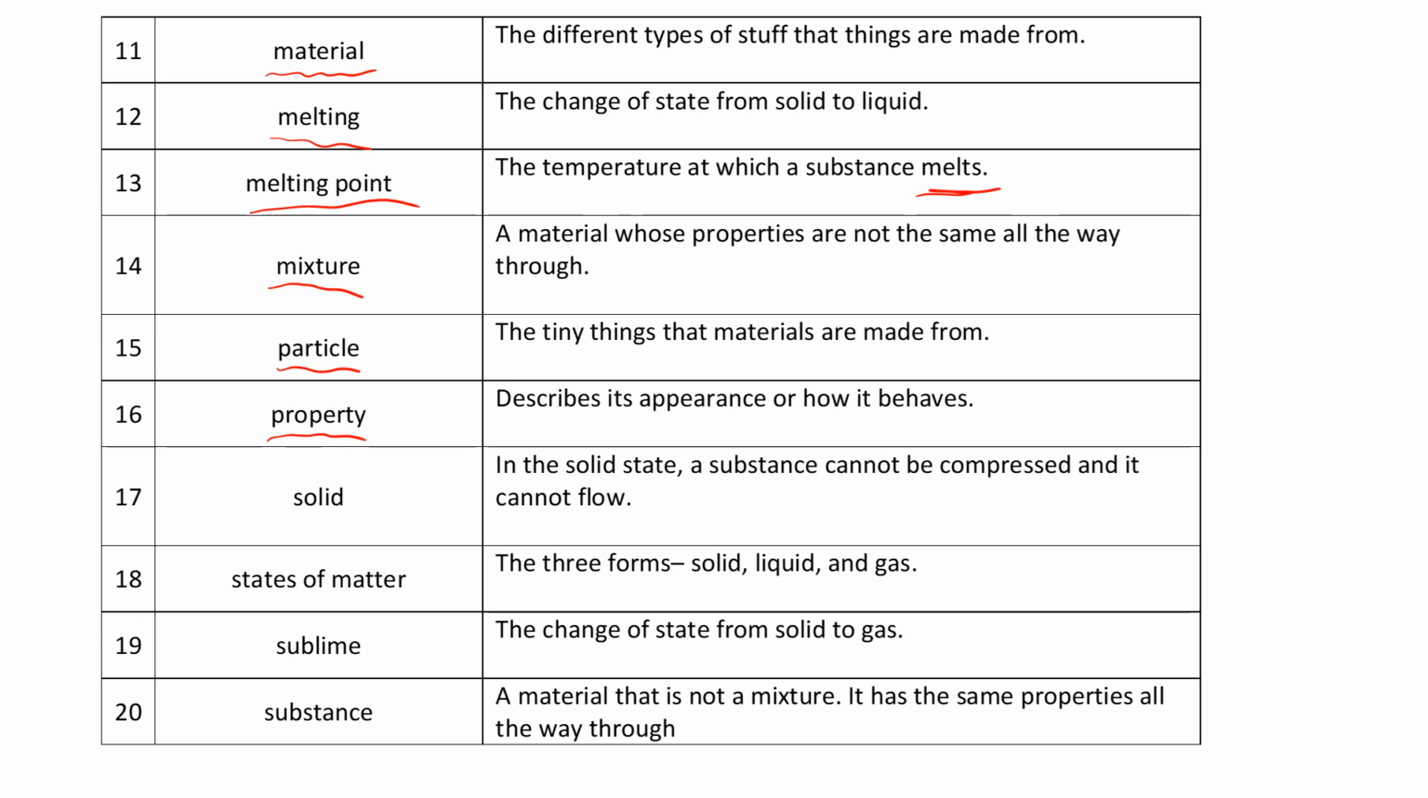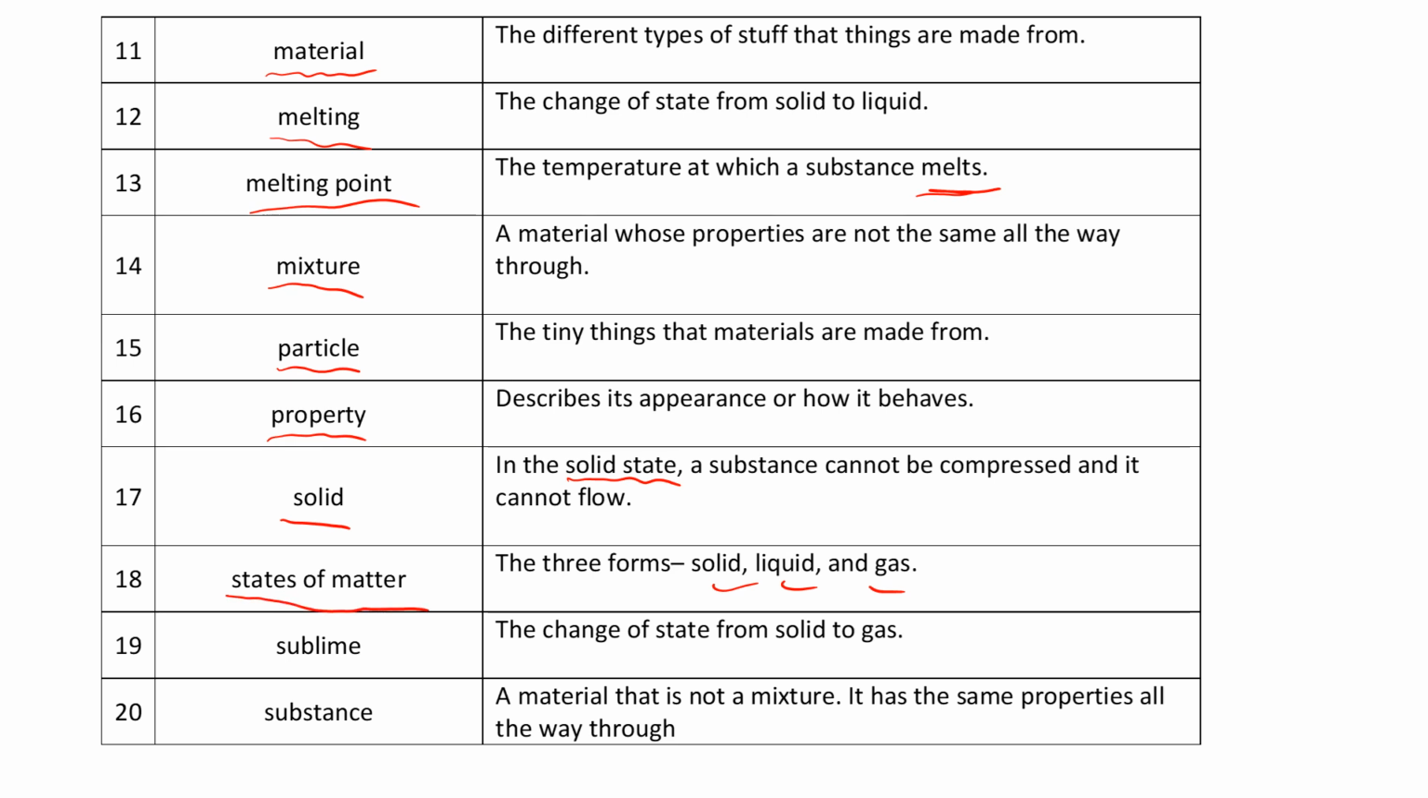In the solid state, a substance cannot be compressed and it cannot flow. So even though it's talking about solid state there, we want to know that it is a solid that cannot be compressed and cannot flow. The three forms, solid, liquid, gas, they are all the states of matter.